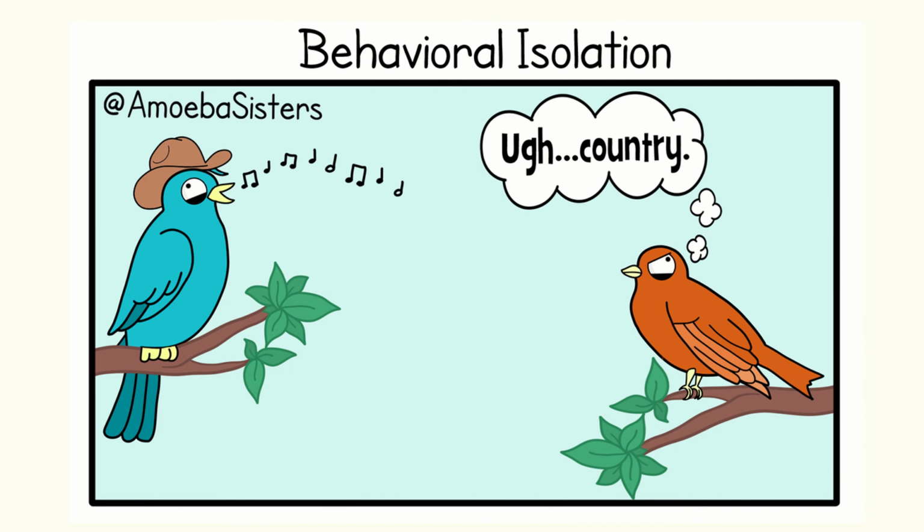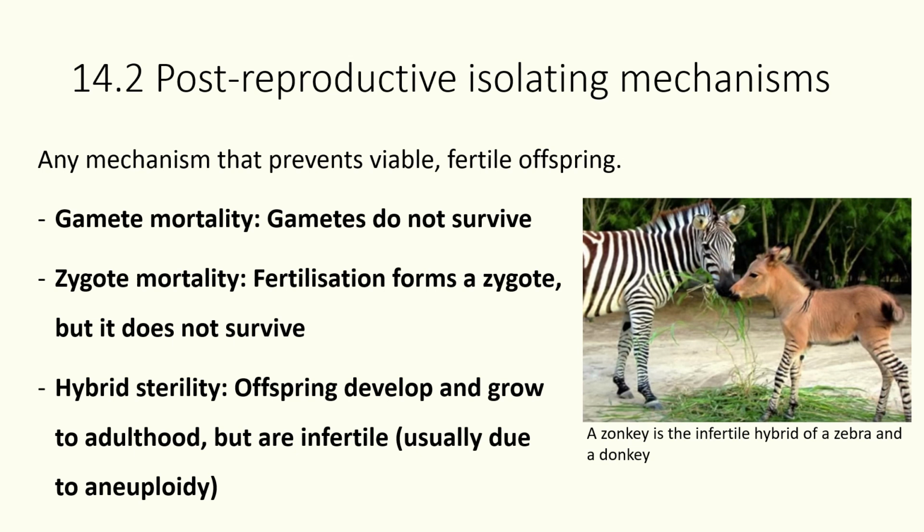So those are all our pre-reproductive isolating mechanisms, okay? As well as that, we've got the morphological one. I'm not going to show you different genitals. I'm sure you can figure out the differences there.